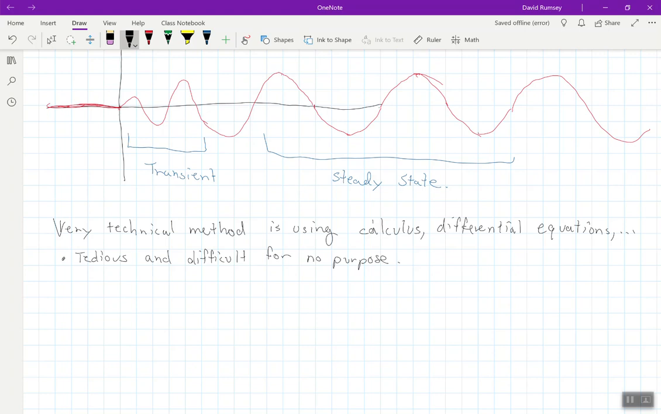What I mean by no purpose is that all of those technical computations using the calculus and differential equations are really so that we can get a handle on what the transient response is. If all we're interested in is the steady state response, we don't have to do all of that. And so we're going to be using what are called phasors to analyze circuits.